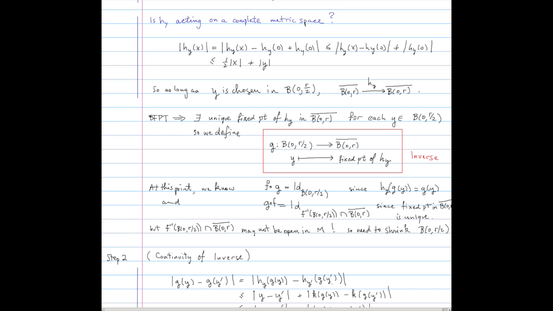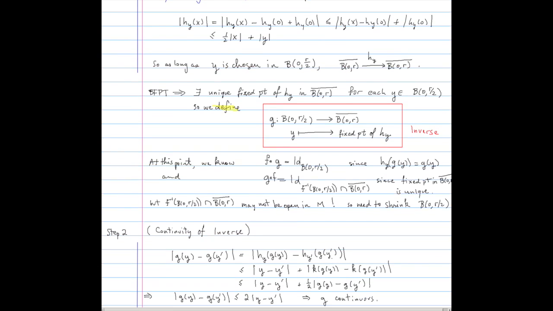Okay, so that's it. So that allows us to define our inverse map. The inverse map is defined in the following way. For y inside the ball of radius r/2, we send it to whatever is the unique fixed point guaranteed by the Banach fixed point theorem, the fixed point of this map h_y. So for each y, we're applying the Banach fixed point theorem to a different contraction mapping. So we have a huge number of contraction mappings, one for every point in the codomain, and that means that we get all of our inverses parametrized by y.